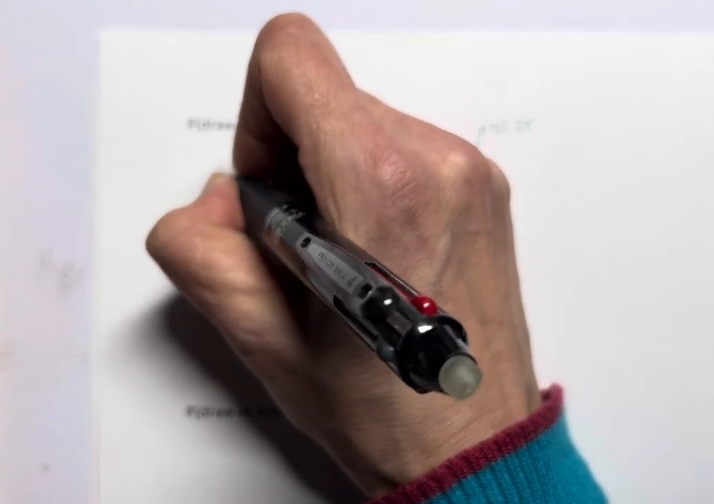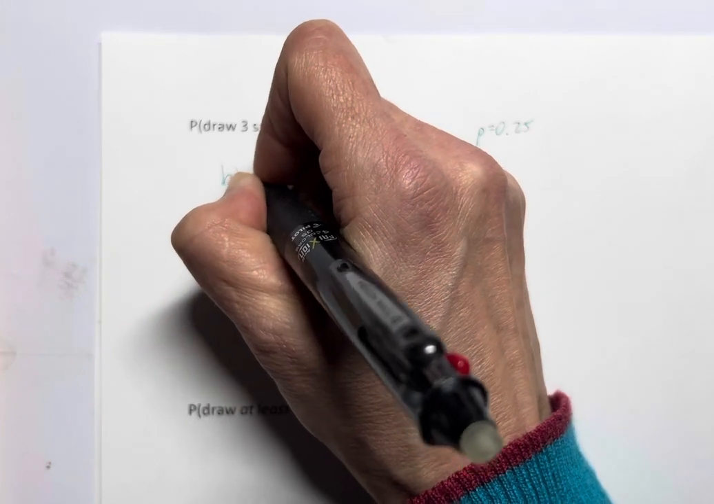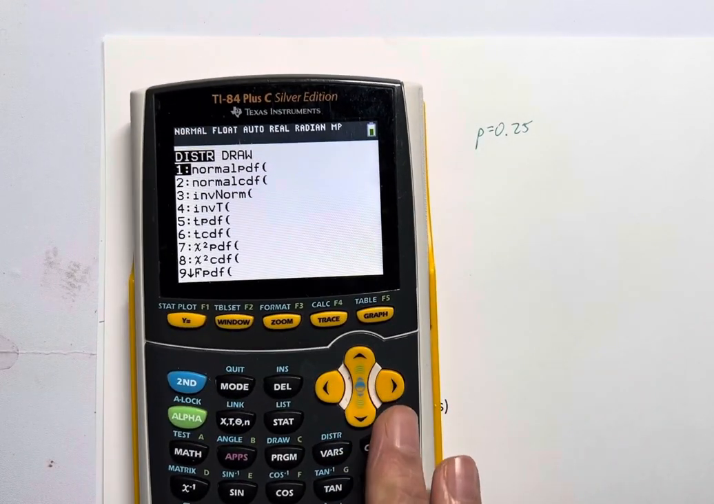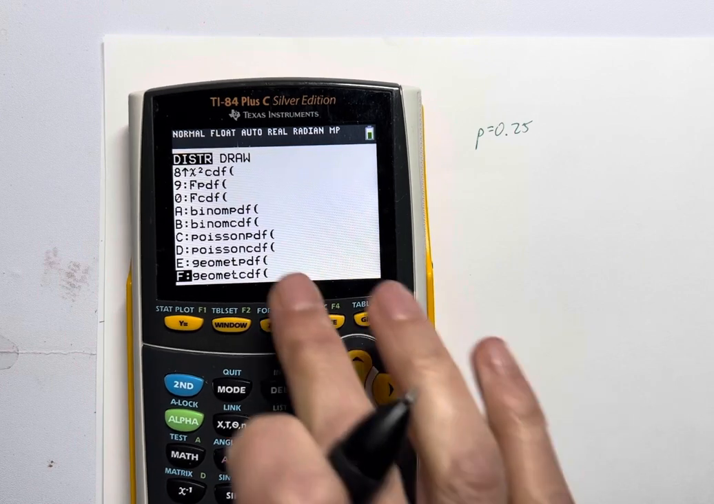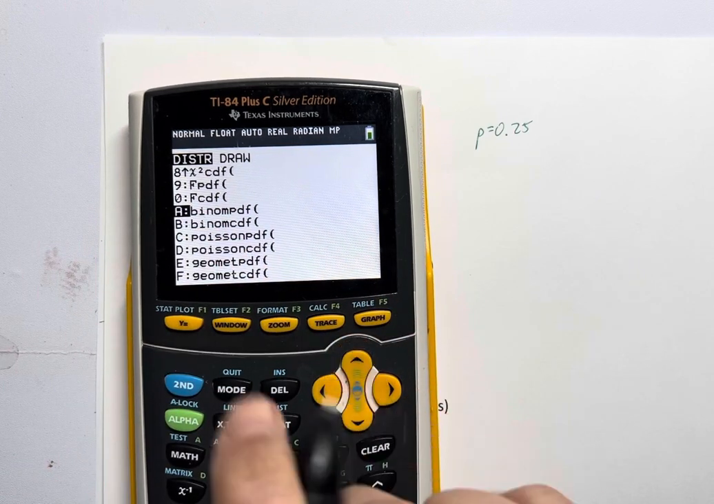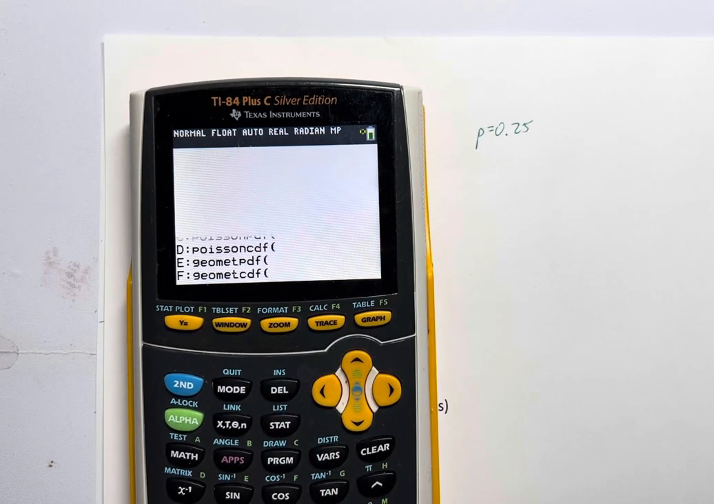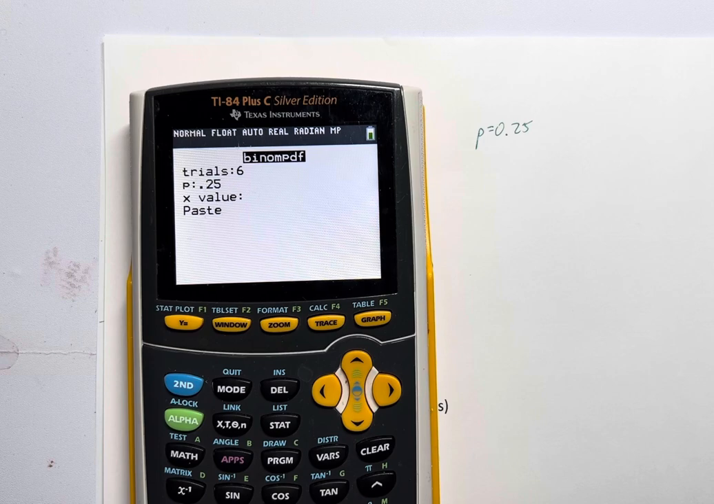So this is binomial, and so we're going to use the binomial. We'll go back into our distribution menu, second vars, arrow up again. We have to go a little further. And the PDF, CDF, just like before, that PDF is perfectly the number of trials. So we have 6 trials, probability of success being a quarter. Our X value is 3.